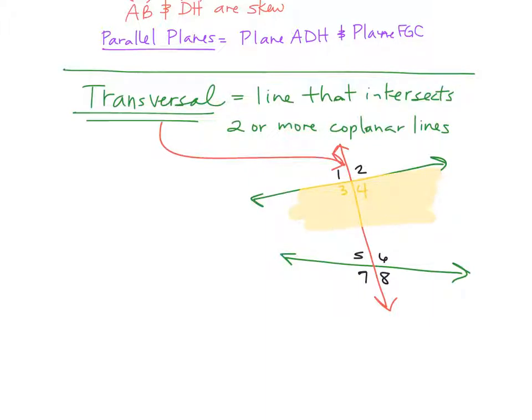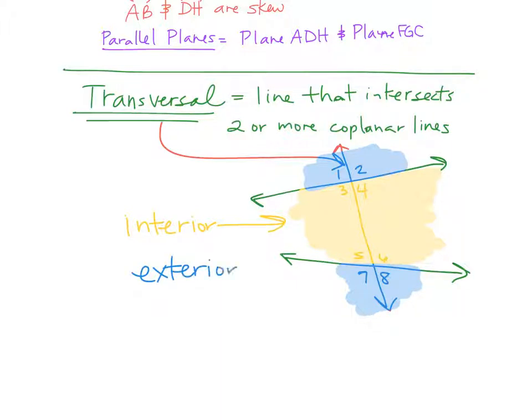All of these ones, those are called interior angles. Okay, they're inside the two lines. So those are interior angles. But then there's also exterior angles. And those are the ones that lie outside of the two lines. So those will be exterior. Those ones and those ones. Okay, so outside the two lines, exterior, inside the two lines, interior.